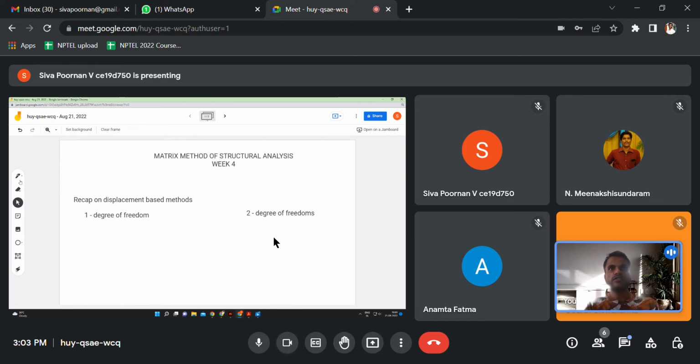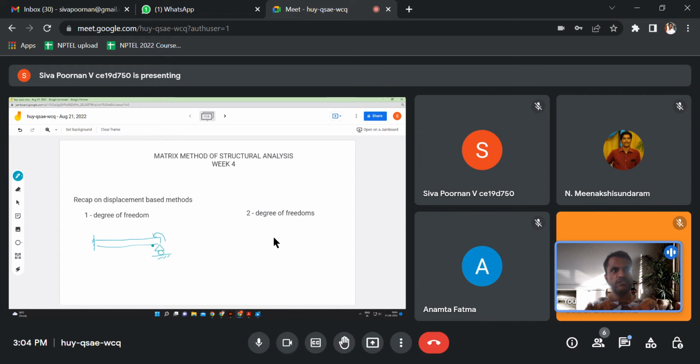Okay, so can you give an example of a 1 degree of freedom displacement based problem? We have solved many such problems. A propped cantilever. Yes, a propped cantilever is a good example of a 1 degree of freedom system. So let's say we have a propped cantilever. Ignoring axial deformations, we can say that the only degree of freedom that is possible is the rotation at the end. So we know how to solve it, right?